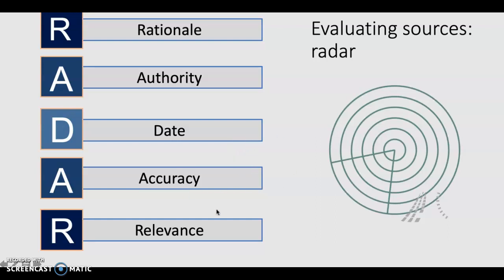And accuracy, I always try to look at whether or not there are misspelled words or poor punctuation, whether or not you see some facts that you know just aren't true. I would walk away from that article and find another if you see that kind of inaccuracy. And then relevancy is important because you need to really understand whether or not this article is related to your topic before you need to use it.